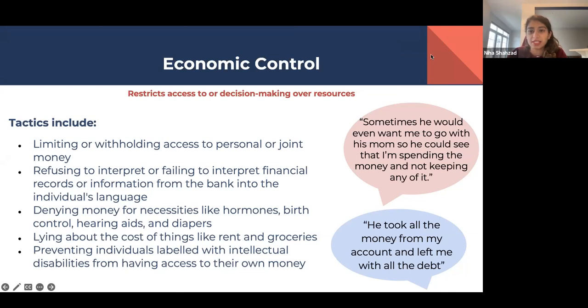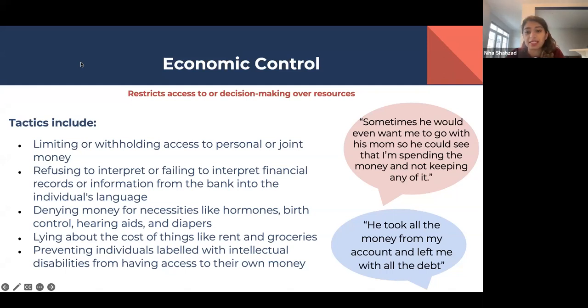And on the right side, you'll see a couple of quotes from survivors that we got from our national study and our study in the NCR, so the National Capital Region of Ontario. Pretty heartbreaking stuff. So sometimes he would even want me to go with his mom so he could see that I'm spending the money and not keeping any of it. That's a common story where abusers might even demand receipts when a victim goes out grocery shopping to make sure that she's not keeping any money for herself.